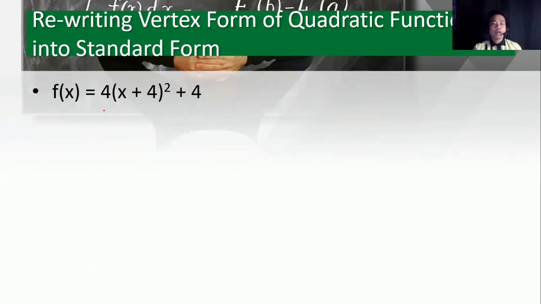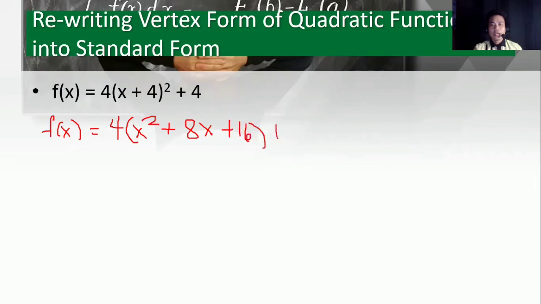We have f of x equals 4 times the quantity of x plus 4 squared plus 4. Again, step number 1 is to get the square of the binomial x plus 4. So we have x squared. 4 plus 4, we have 8x. Then the last term, 4 times 4, we have 16. Then you write the constant or the k, we have positive 4. Then distribute 4 in x squared, 8x, and positive 16.